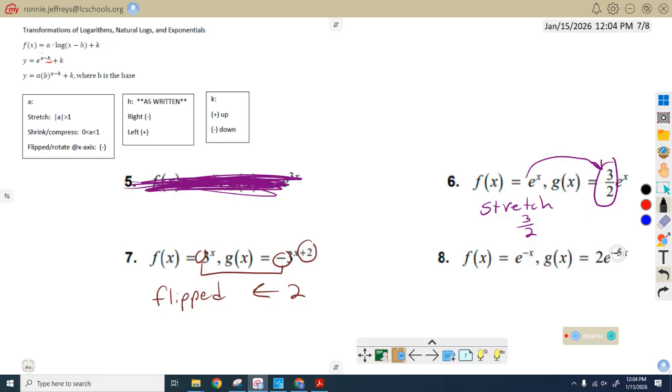All right, so we're going to pretend that there's not a -5 right there. We're only going to look at this right here. So this is a stretch of 2.